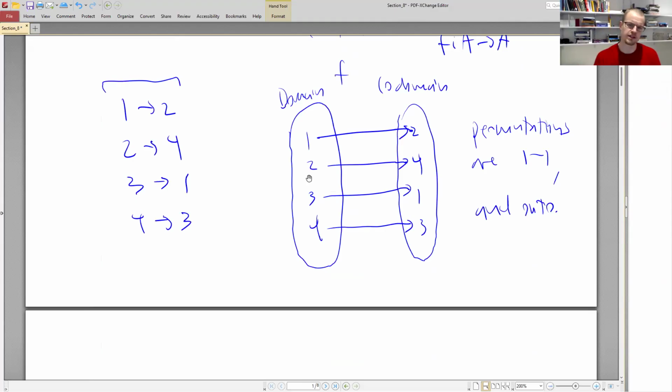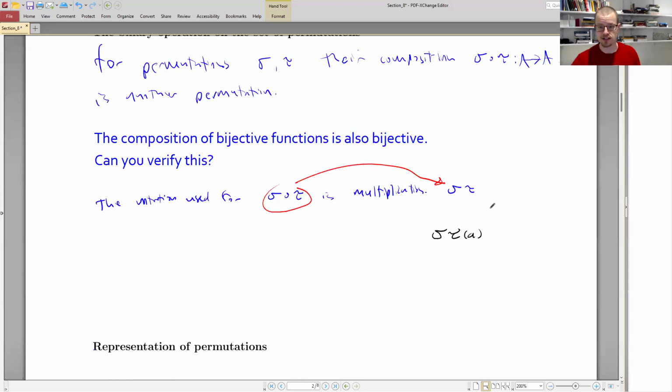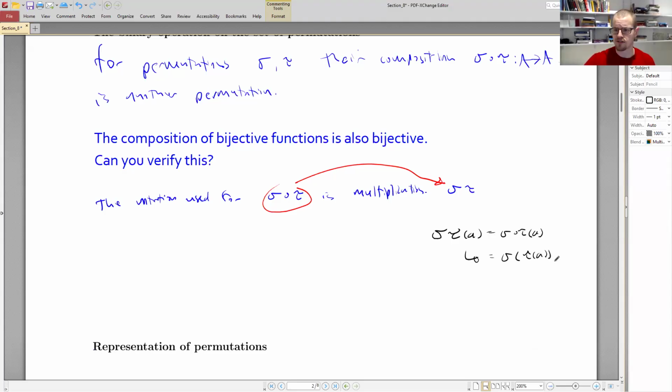Well, sigma is going to take 2 to 4, and tau is going to take, well, actually, make sure we do it in the right order, right? We have to do tau first in this case. We recognize that this is sigma composed with tau. We don't need this notation, but we definitely should move to sigma composed with tau of A.